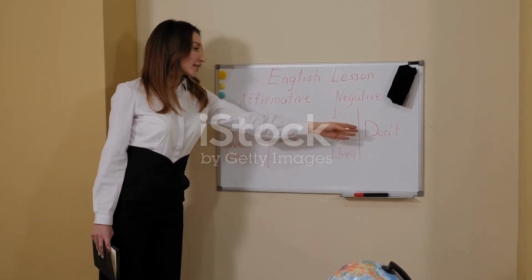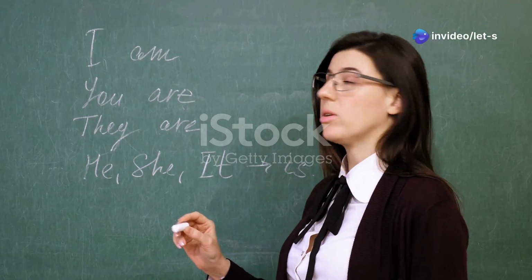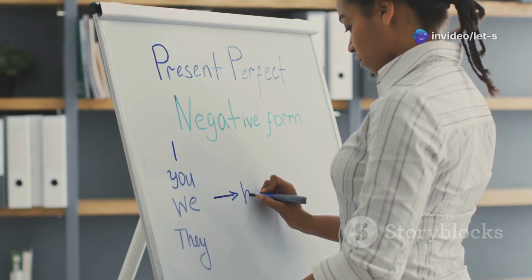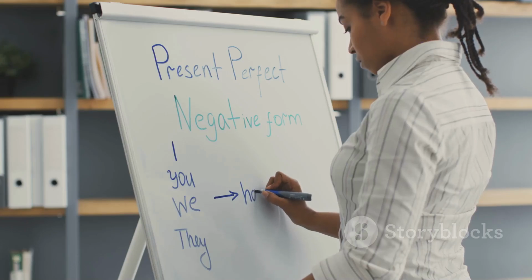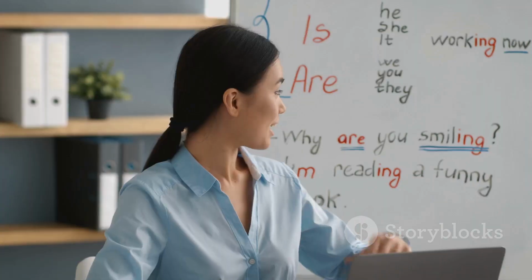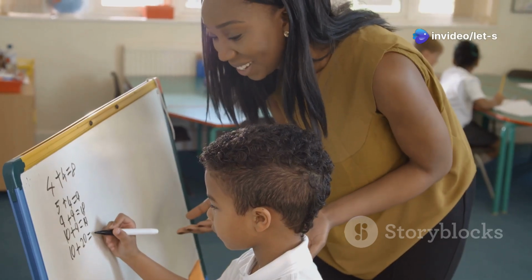Section 6. Reporting questions. Yes, no questions. Reporting questions is a little different from reporting statements. For yes, no questions, we use if or whether to introduce the reported question. For example, "Are you coming?" becomes "He asked if I was coming." Notice how the word order changes in the reported question. The subject comes before the verb.